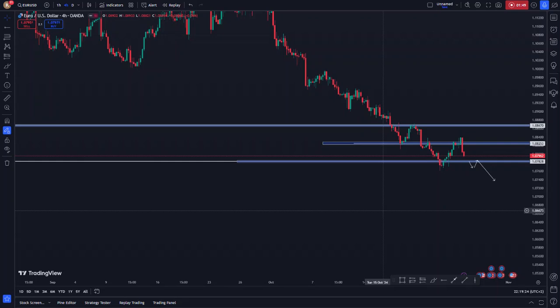Another thing I have is a static risk reward ratio of 1 to 2. So if I'm looking at a trade, I always want to get 2 times my risk, nothing more, nothing less.